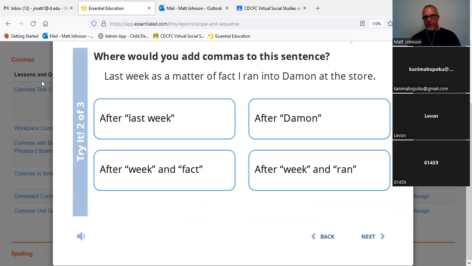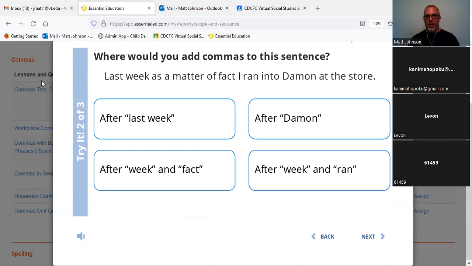So that's a little cluttered. It looks like we might need to set something off in commas. So here it's going to be after "week" and back. So "as a matter of fact," that phrase we are setting off in commas, right? Because last week I ran into Damon at the store. Complete idea.